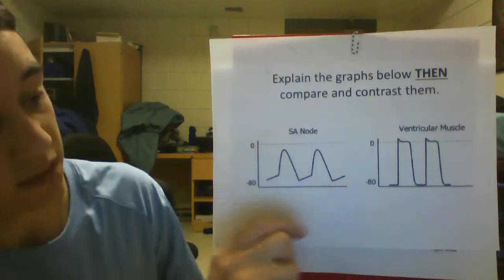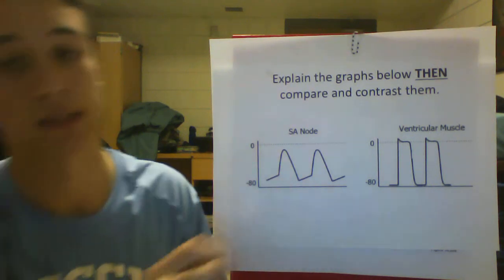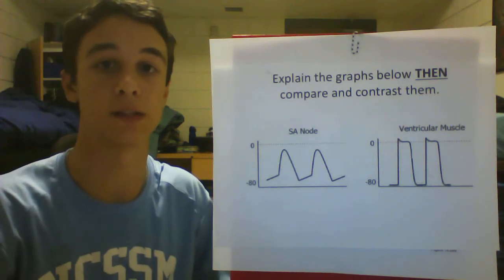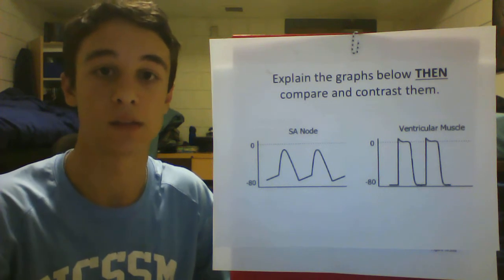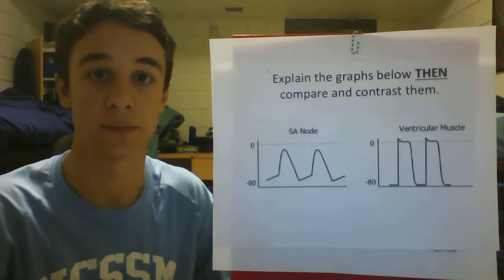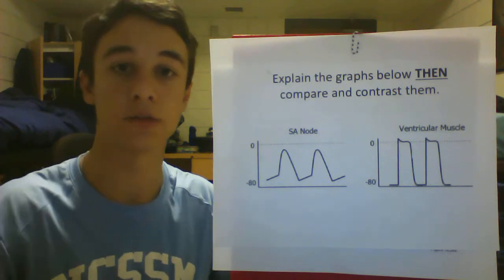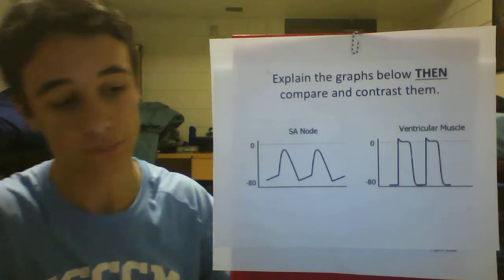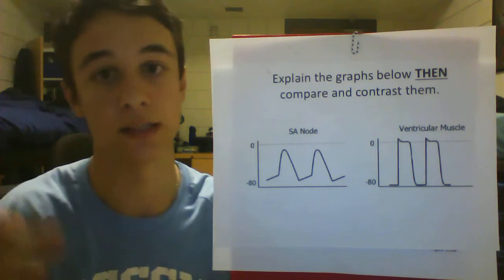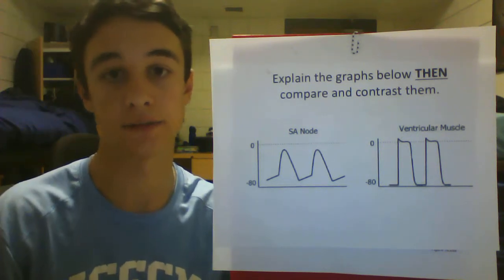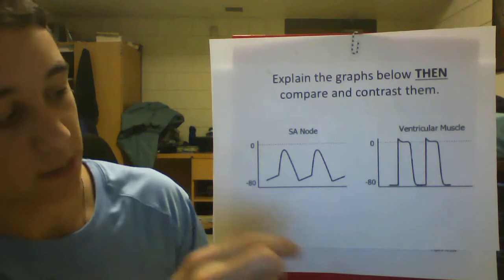So in the beginning you can see that there's a slow depolarization, otherwise known as pacemaker potential, which is caused by sodium ions entering the cell through slow sodium channels. And as these slow sodium ions enter the cell, this causes a difference in charge between the cell and its environment, which changes the membrane potential.